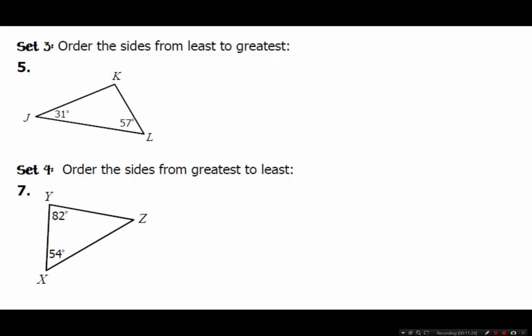We now are going to look at the sides. So on number 5, we have an angle that is 31, an angle that is 57. If we add those up and subtract from 180, we find that our third angle is 92 degrees. So the smallest angle is 31, across from it is KL. Middle angle is 57, across from it is JK. Largest angle is 92, across from it is JL. So that is our order from least to greatest.